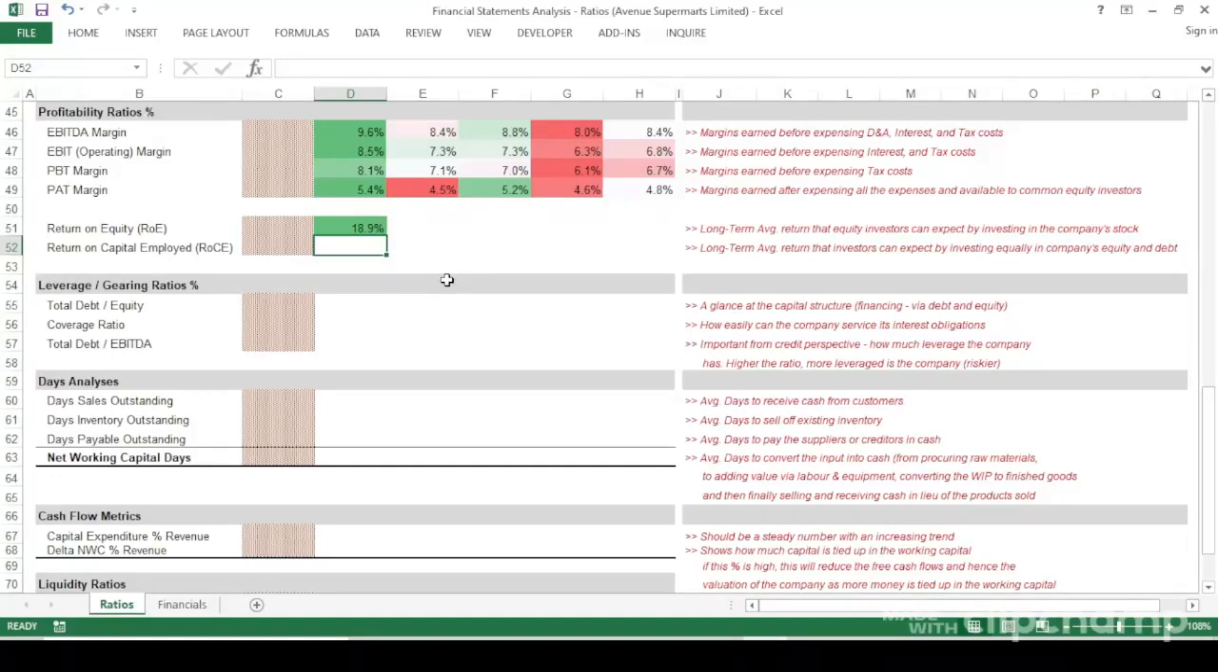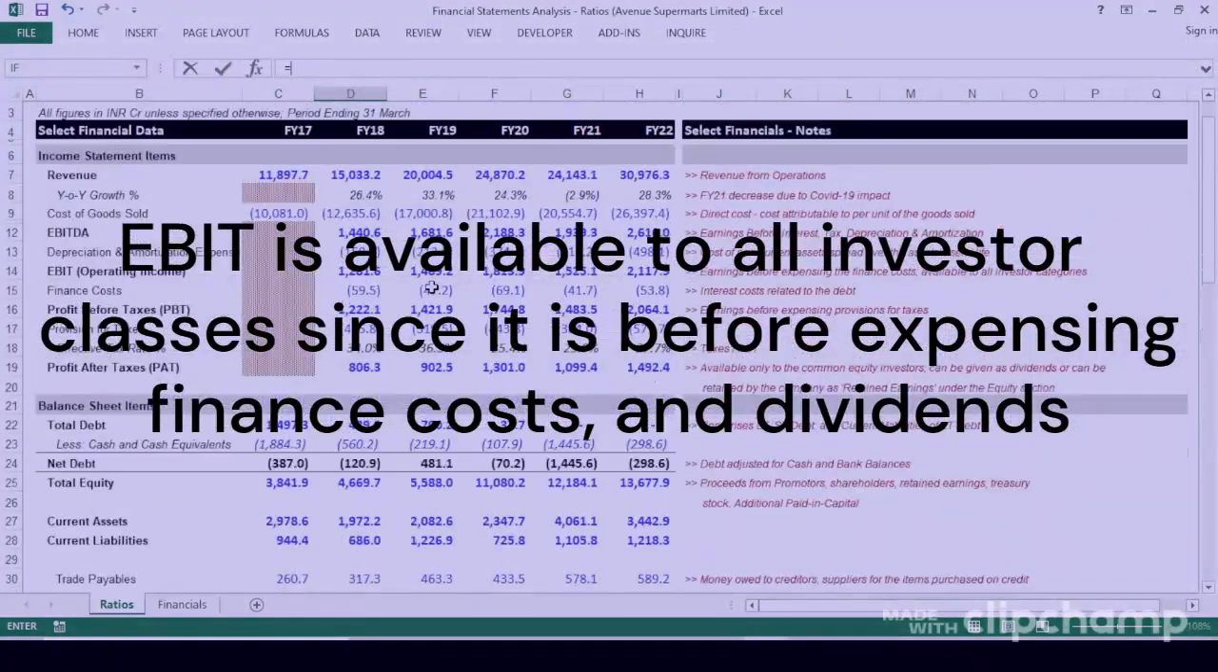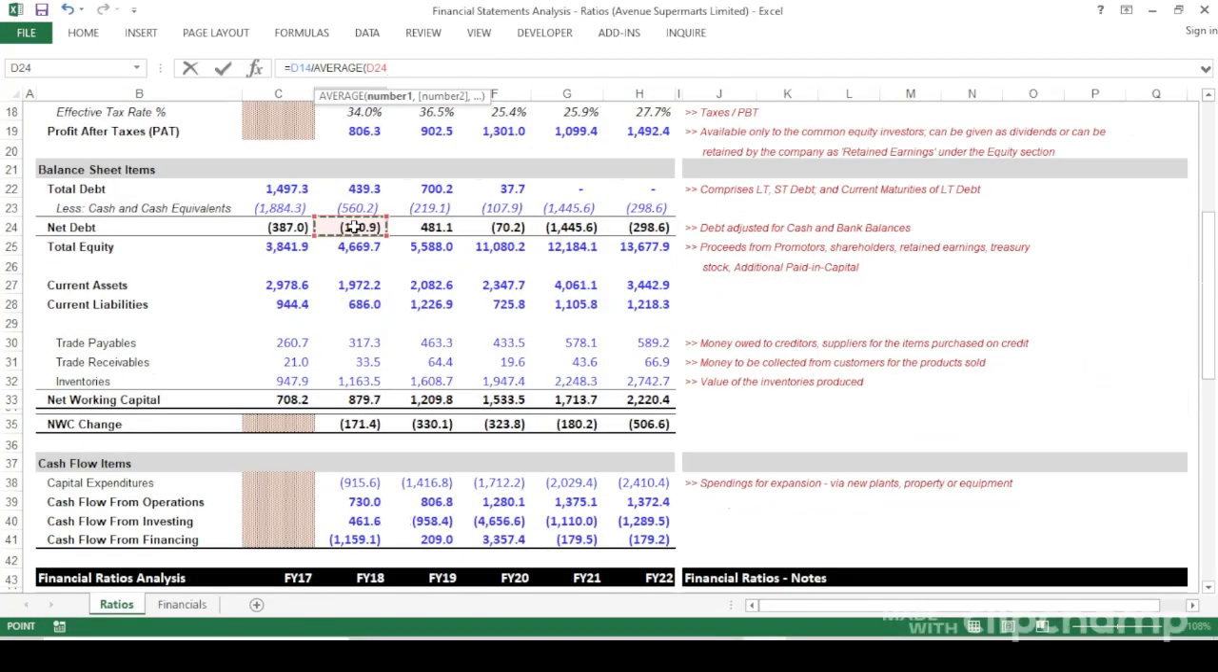Now I'll compute the return on capital employed. So return on capital employed is going to be the return that all the investors of the company can expect if they are invested equally across all the instruments. So we are computing the return that is available to all the investors. So we need to take the EBIT here, that is operating income. So we'll divide EBIT by net debt plus equity for this period, then comma, the net debt plus equity, then I'll close the brackets.